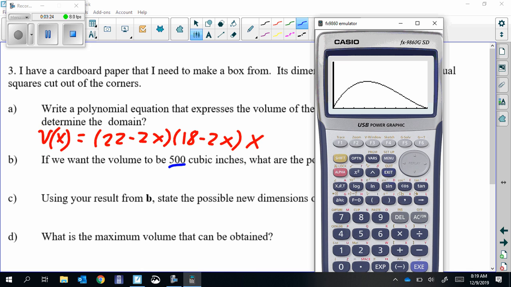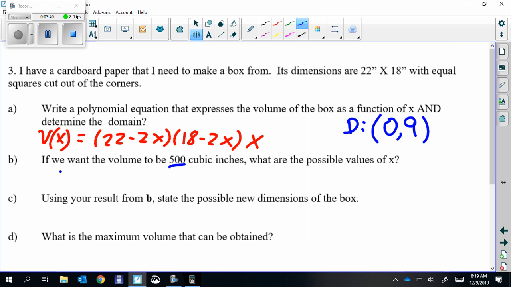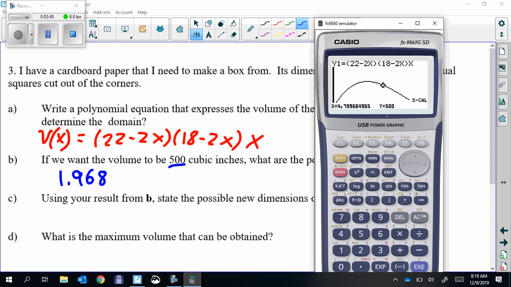So we want the volume to be 500, so we go G-Solve. That's the y equals 500, so that's an x-calc when y is 500. We get two values, 1.968 and 4.7996, so 4.8.